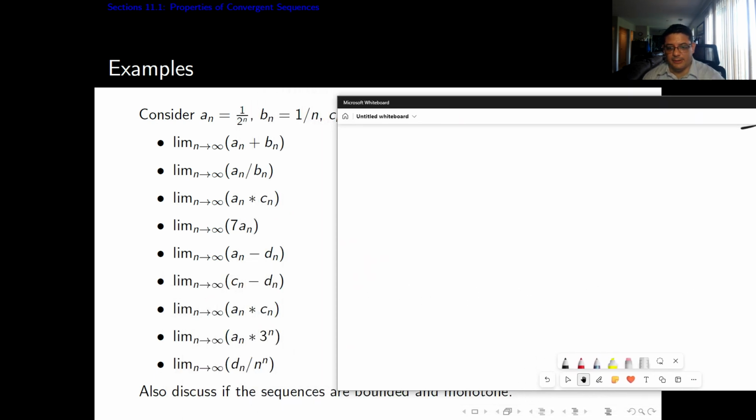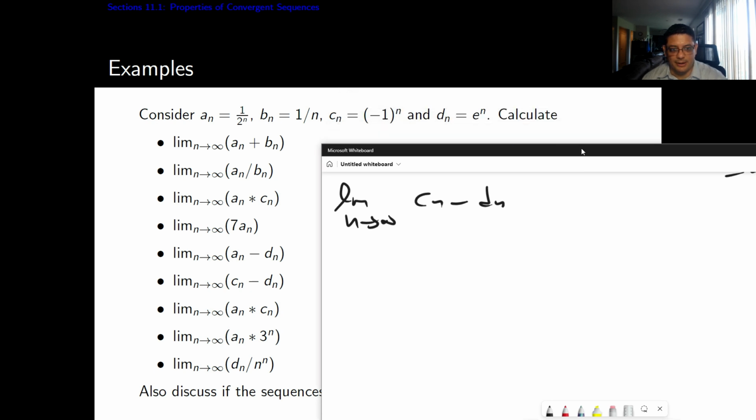If one of them is divergent, then the difference is divergent. Now we're going to have the limit as n goes to infinity of c_n minus d_n. So we're testing the difference between these two sequences, minus 1 to the n minus e to the n. The problem here is that the limit of minus 1 to the n does not exist. So it doesn't matter that this is infinity; in general, it's not going to be infinity. It just does not exist, because one of the pieces does not exist. So overall, it doesn't exist.